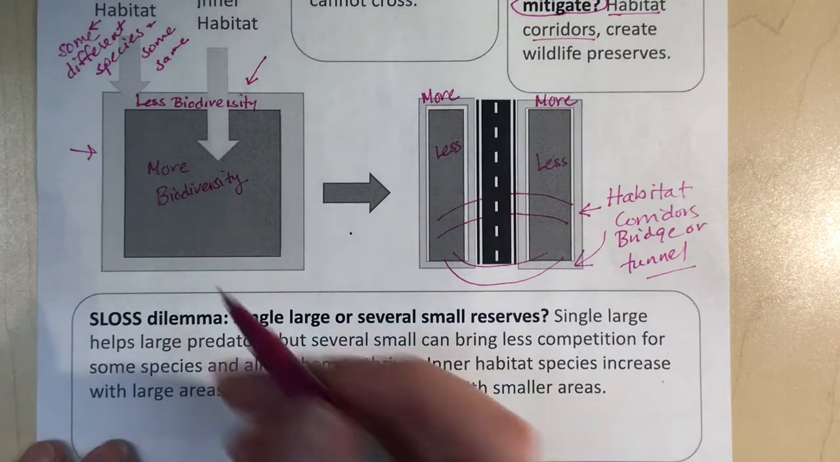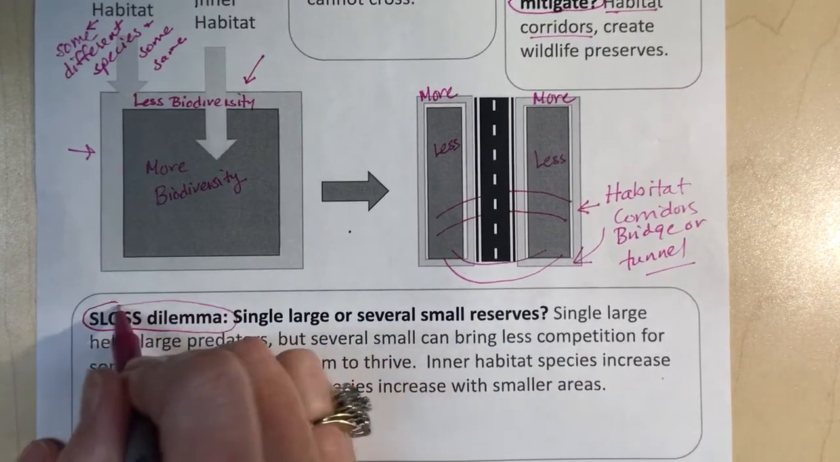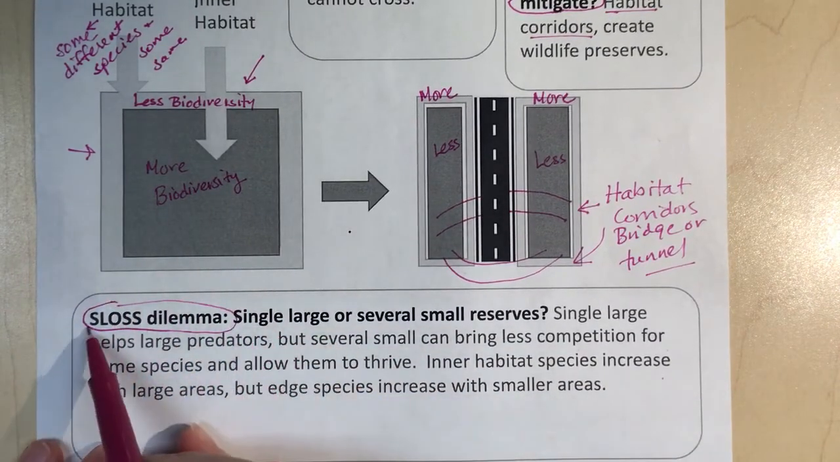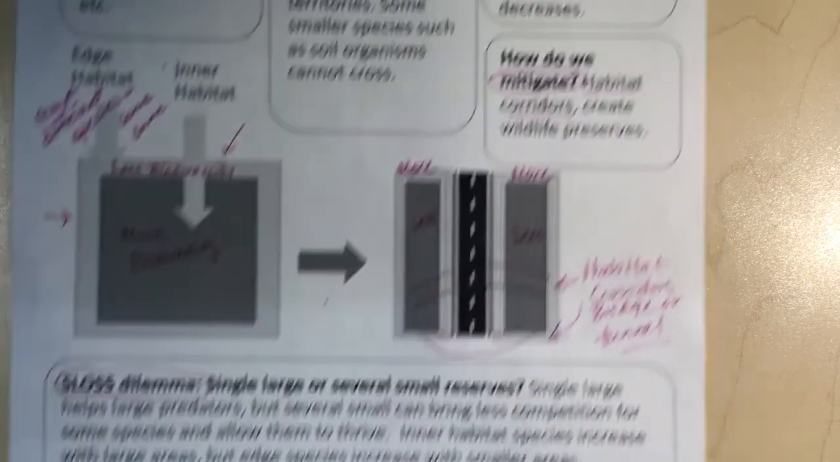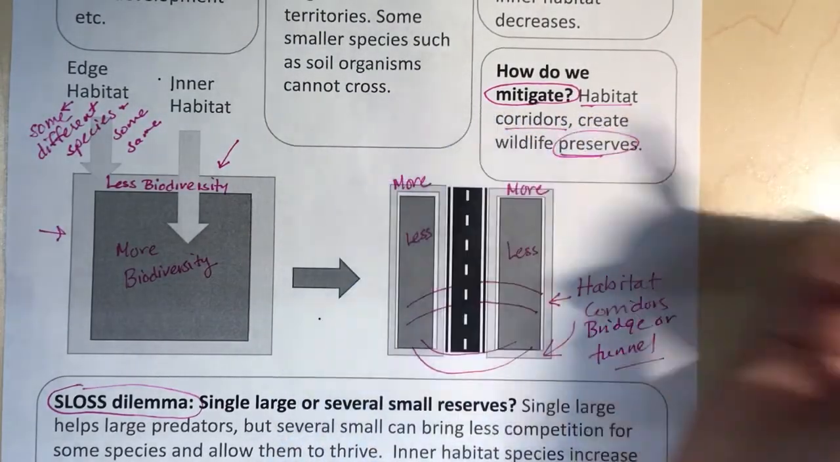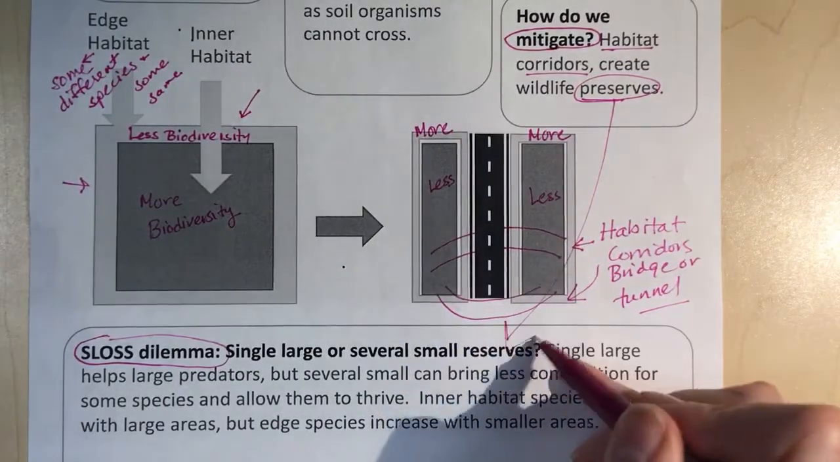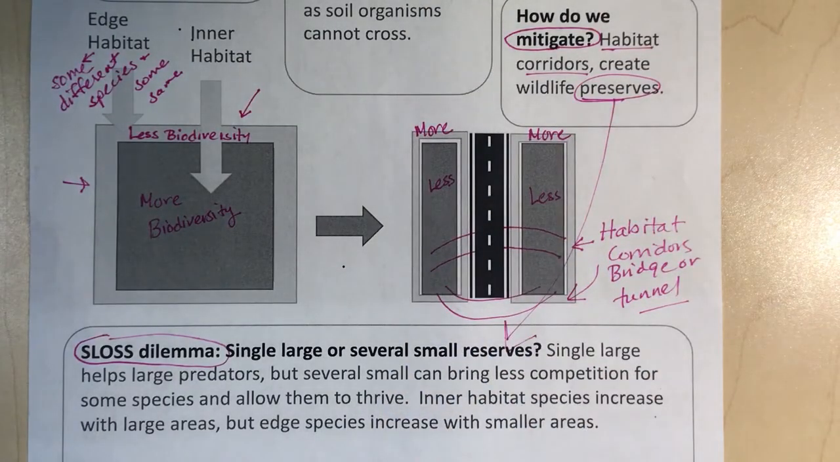All right, so you also have to know something called the SLOSS dilemma. It's an acronym: single large or several small reserves. So this is kind of a debate. Should we, in terms of building reserves, so this is another way to fix, so wildlife preserves is another way to fix, and so your preserve discussion is down here.